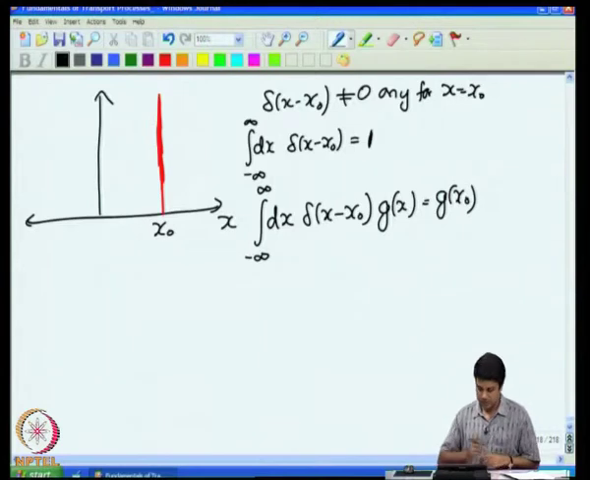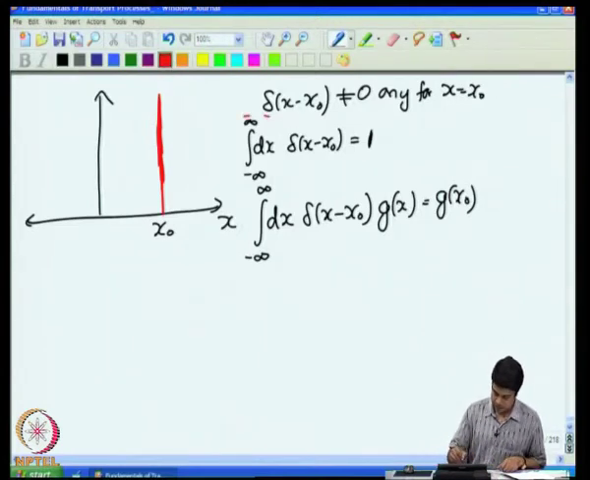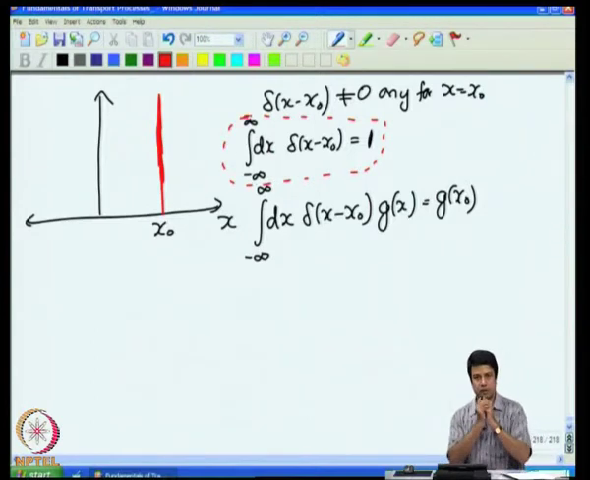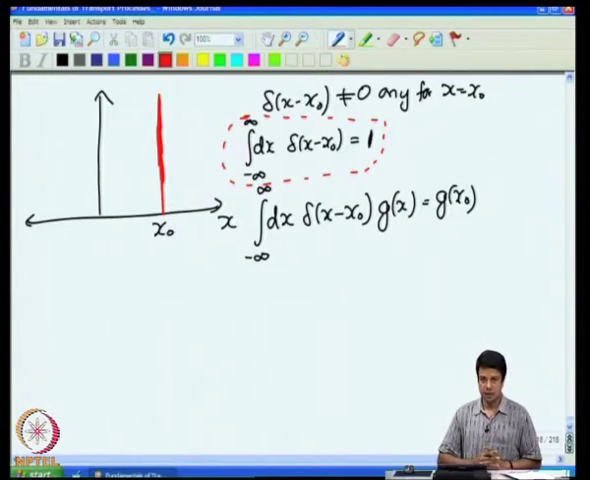Note that this condition, integral dx times delta function is equal to 1, means that the delta function has dimensions of 1 over length. In one dimension, the delta function has dimensions of 1 over length, because integral dx times delta x is equal to 1. That means that delta goes as inverse of length, because x is a length in one dimension.